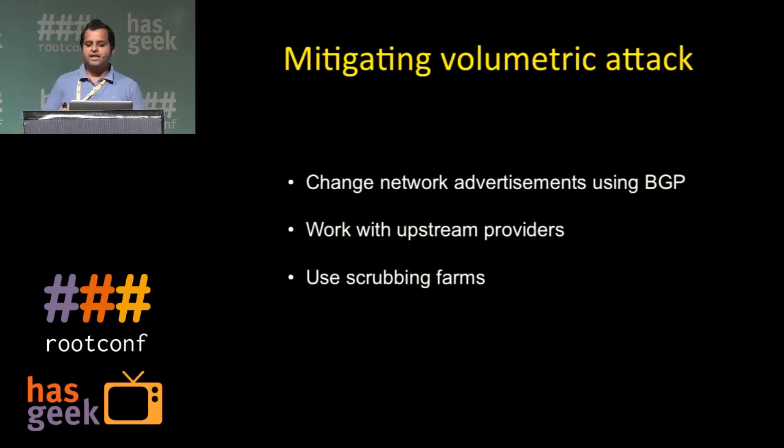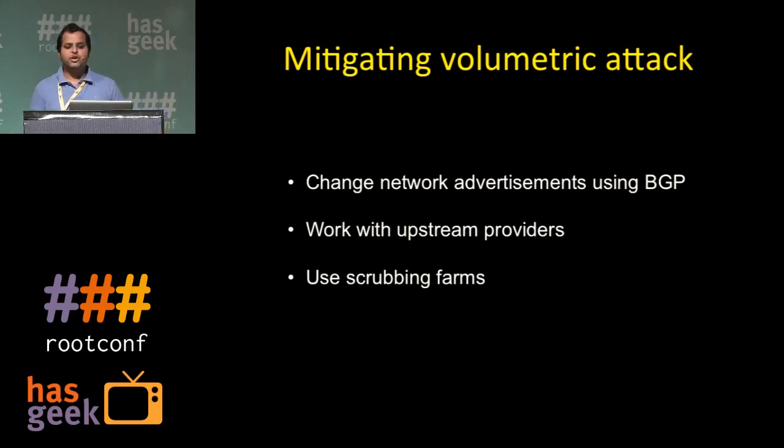So if the attack is coming via ISP A, what I do is I will disable my advertisements there. This only works if the attack is not directed at me, but at the ISP. I mean, when you're establishing peering, you also have the ISP's address in there. The second is working with upstreams. Again, this is for large volumes.